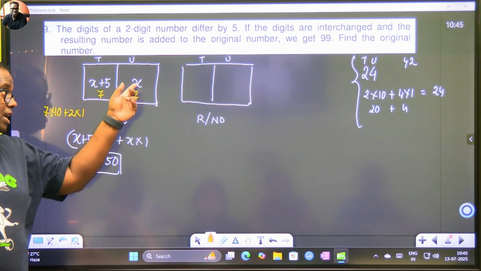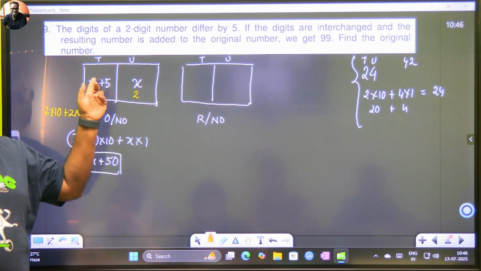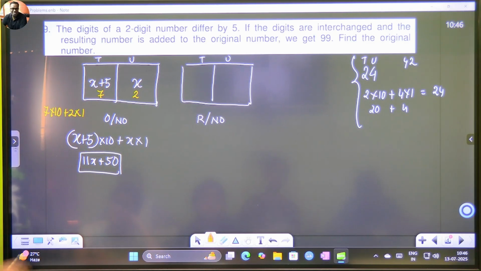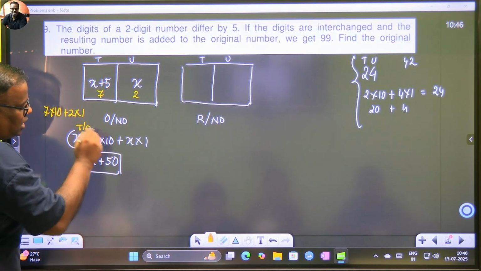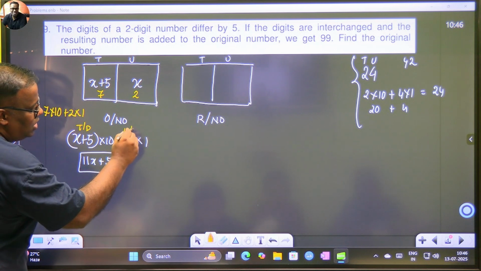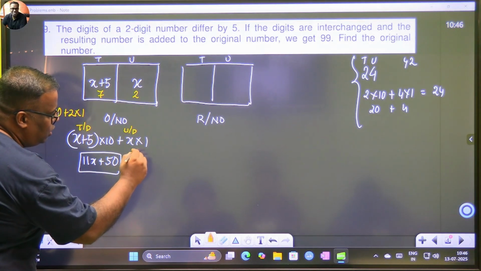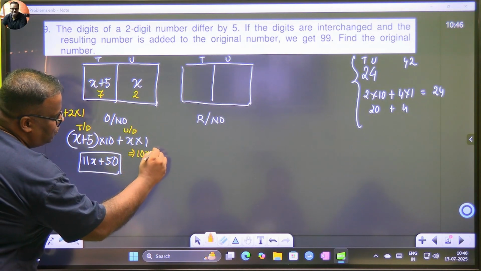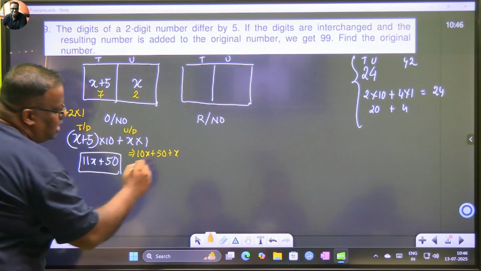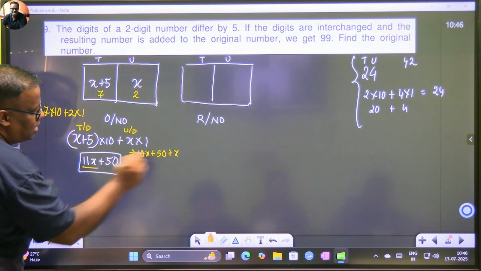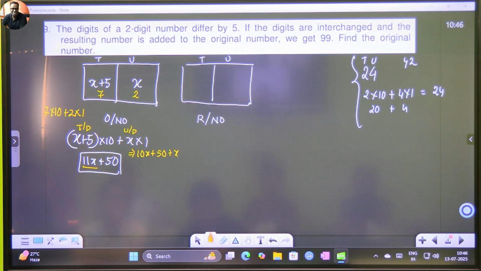Let this number be x. This number is x plus 5. So how do you form the number? The tens digit gets multiplied with 10 and the units digit gets multiplied by 1. 10 into x is how much? I jumped a step. 10 into x is 10x plus 50 plus x. 10x plus x is how much? 11x plus 50. Did you understand? This is my number. Let's move ahead.